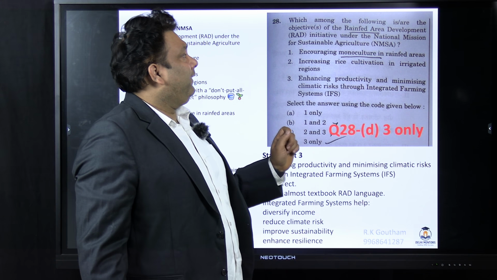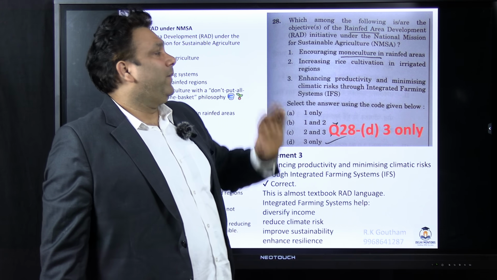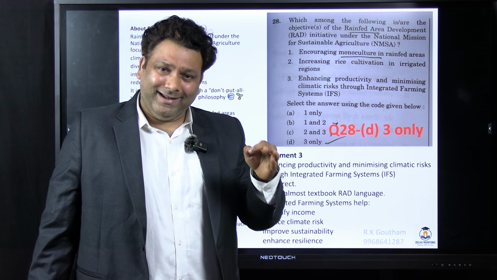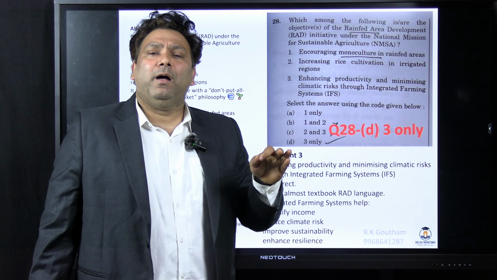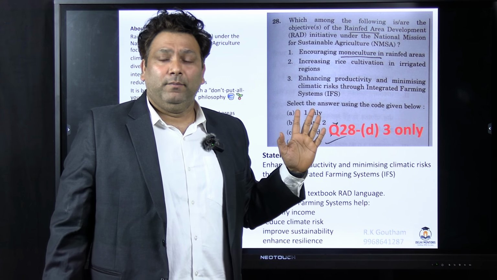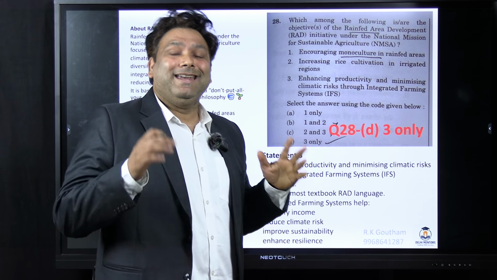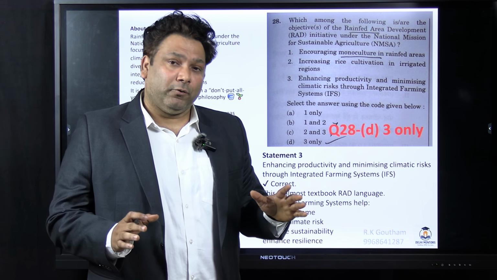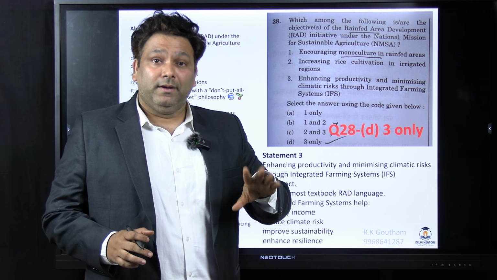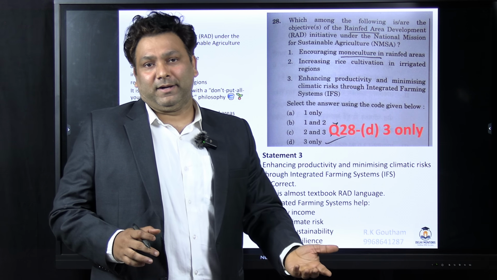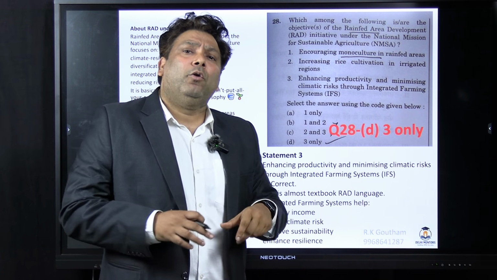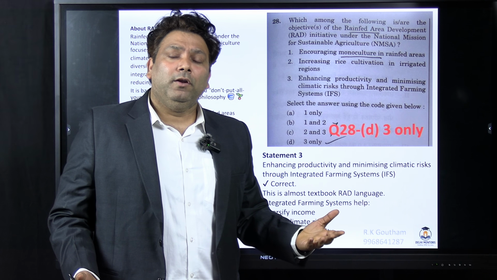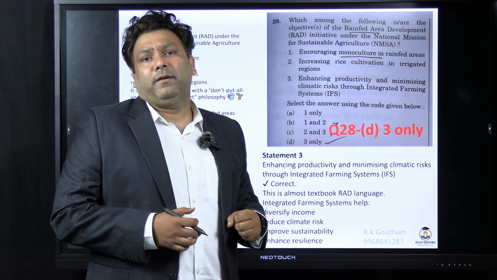Next, which of the following is the objectives of Rainfed Area Development Initiative? See, rainfed area, 70% of India's area is dry. Rainfed means there is no irrigation there, no kind of irrigation. So where water availability is not there, what will you do? You will reduce rice cultivation, because rice consumes more water. And you will diversify crops there. You'll be going for millets, etc. And also you'll be going for integrated farming.